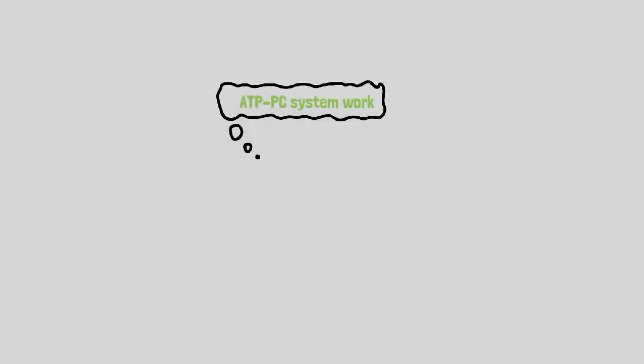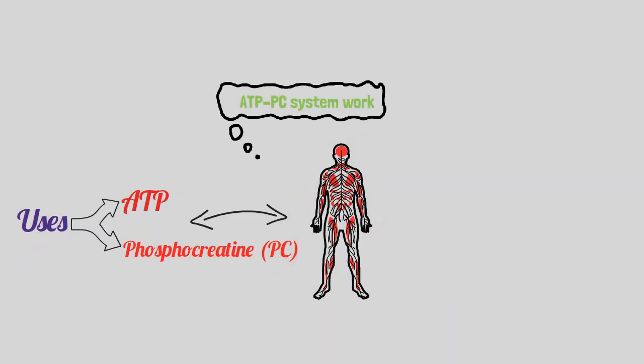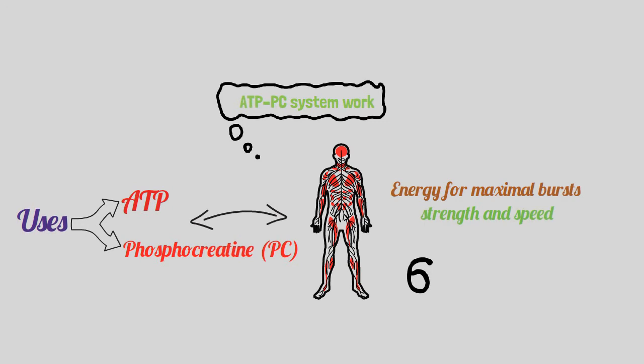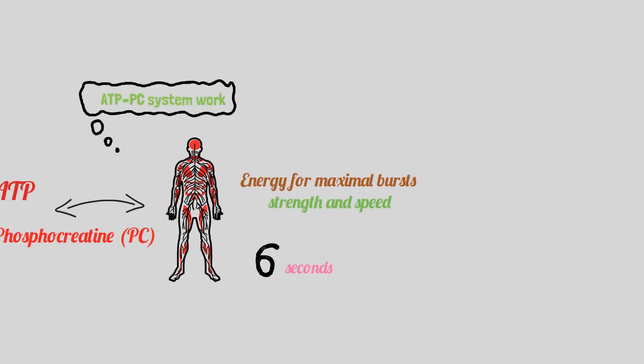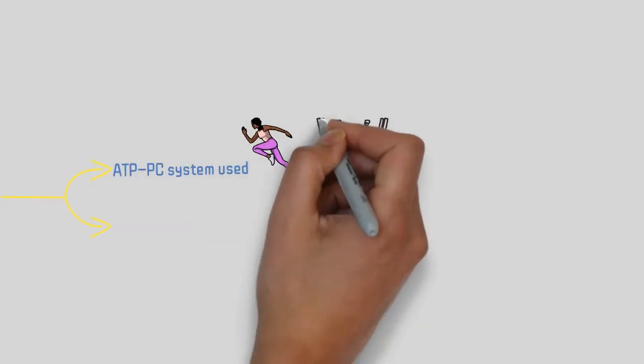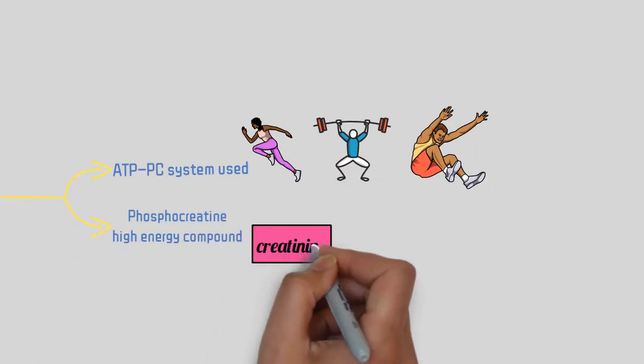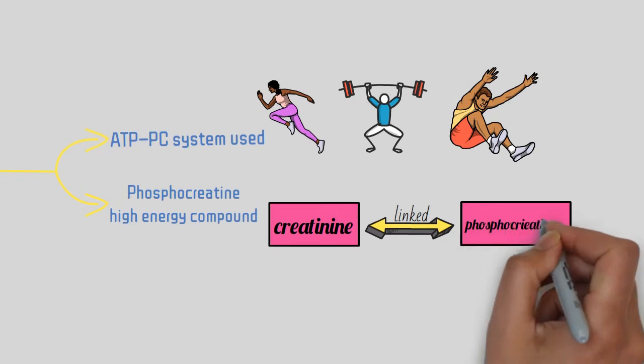So how does the ATP-PC system work? This system uses ATP and phosphocreatine that is stored within the muscle cells to generate energy for maximal bursts of strength and speed that last for up to 6 seconds. The ATP-PC system would be used, for example, during a 20-meter sprint, a near maximal lift in the gym, or a single jump. Phosphocreatine is a high-energy compound formed when the creatine protein is linked to a phosphate molecule.